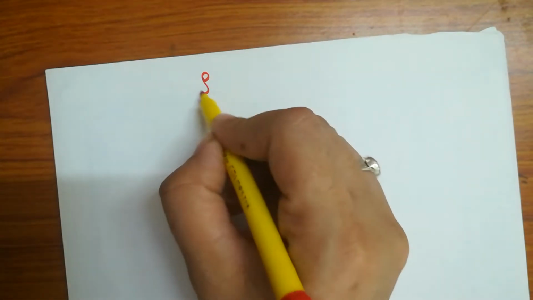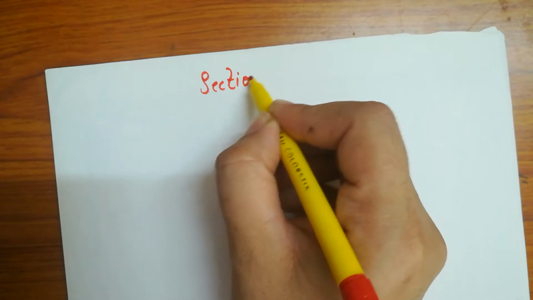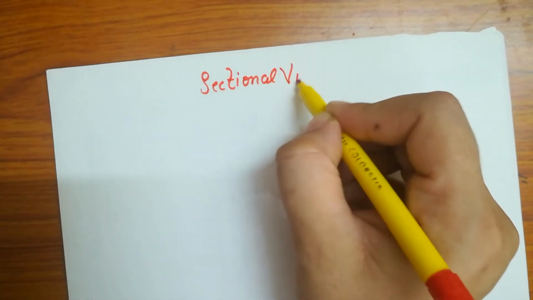Morning students. So the last topic for today's lecture, in the discussion about the structure of a flower, is the detailed structure of the anther, or I will say the sectional view of the anther.